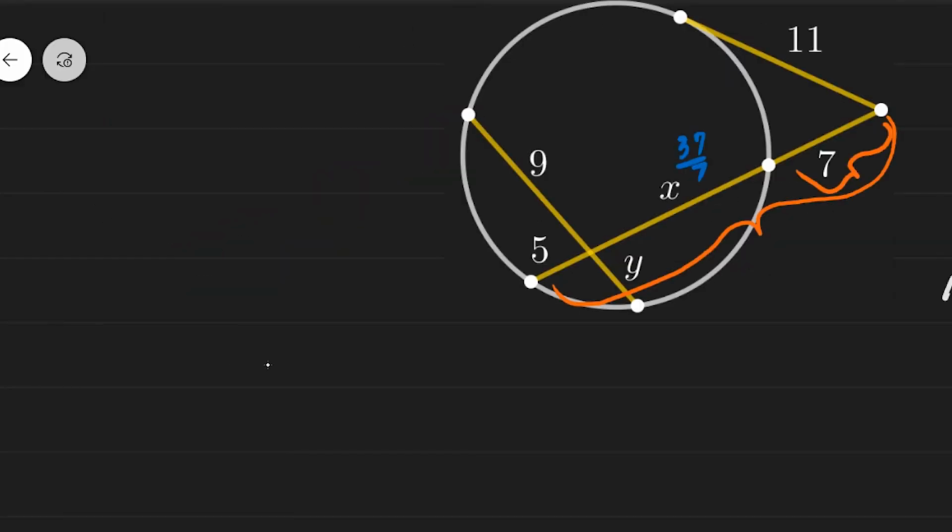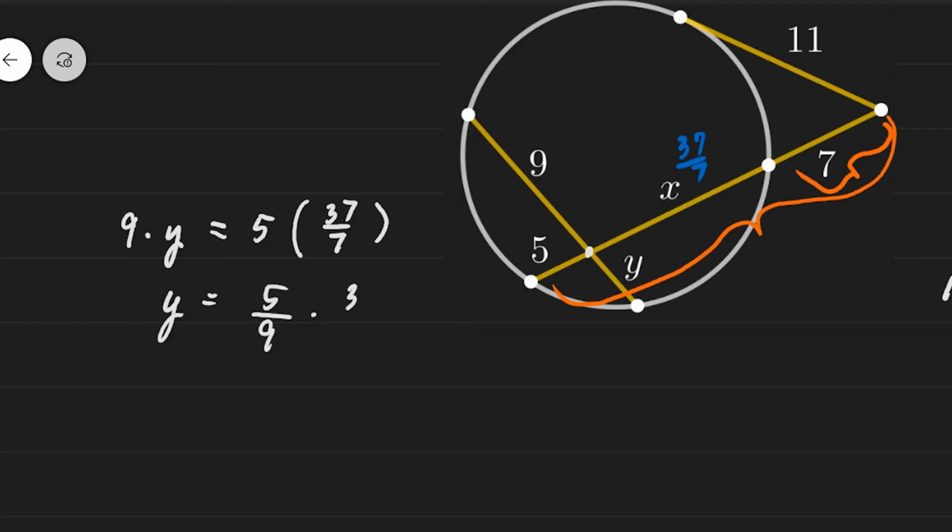So for this case, let's solve for y, and we're going to use case number 1 of the power theorem. So we have 2 segments over here. So you have 9 times y, and then 5 times 37 over 7. Okay, so ito yun. Then we're going to solve for y. So y is equal to 5. Then let's divide everything by 9 na, no? 5 over 9 times 37 over 7. I hope hindi ka nalito kung bakit naging ganito itsura nun. Let's expand pala. Okay, it's 185 over 63, which is approximately 2.9.